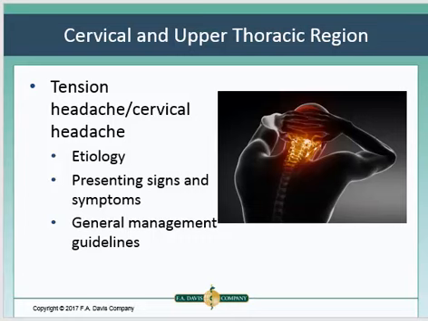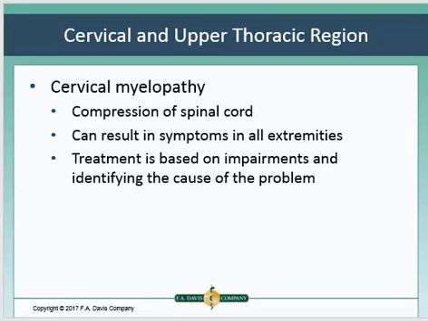And the last is cervical myelopathy. So with cervical myelopathy, you get significant compression on the spinal cord, and this is usually a result of degeneration or central canal stenosis in the cervical spine. And because of the neural pathways, these patients may get symptoms in the upper and lower extremities, all the way to their hands and feet.